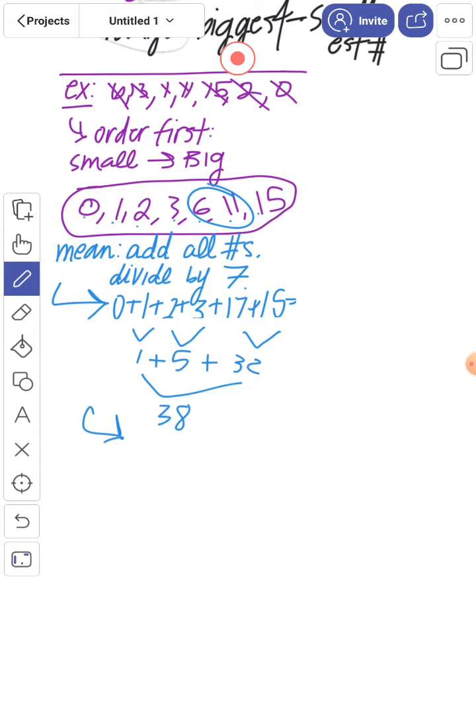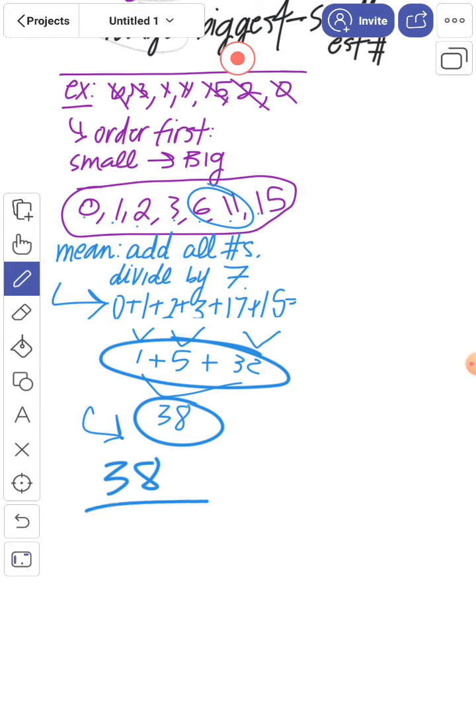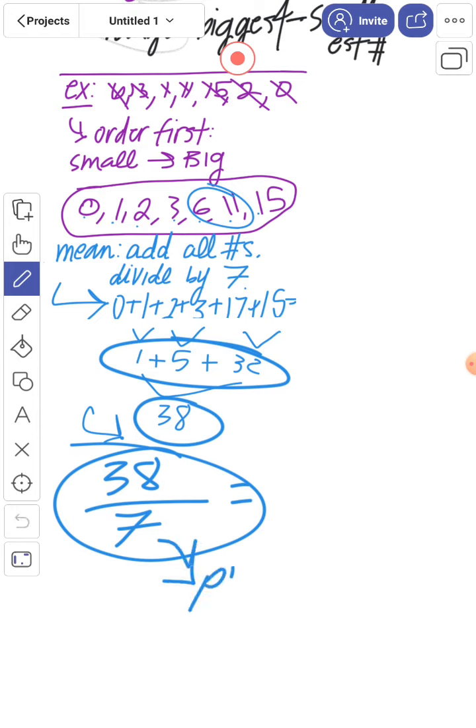So now we added them up and we got 38. We're not done yet. We have to divide by the number of numbers, which is 7. And that's honestly a hideous number, so I would just accept the answer as this: 38 over 7. You cannot reduce this because 7 is a prime number.